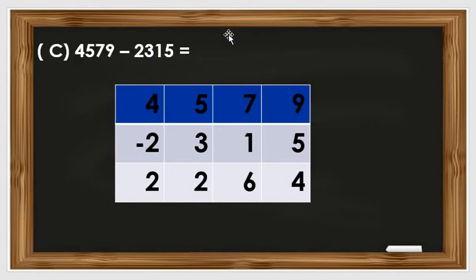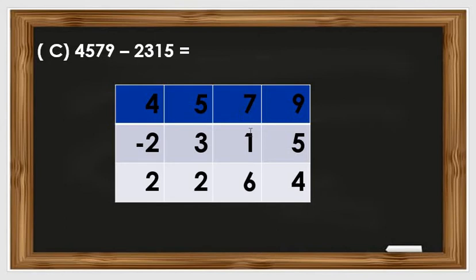Now question number C. Question number C is what? 4,579 minus 2,315. Got my points? 4,579 minus 2,315. Understood? So 9 minus 5, how many, all students? 9 minus 5 is equal to 4.